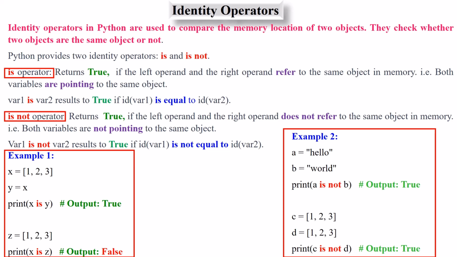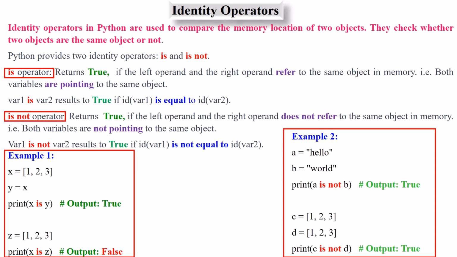In example 1, here, it checks if x, list [1, 2, 3], and y equals x, refer to the same object using the is operator. Since both x and y refer to the same list object, the expression x is y evaluates to true. In the second part, a new list [1, 2, 3] is created and assigned to the variable z.